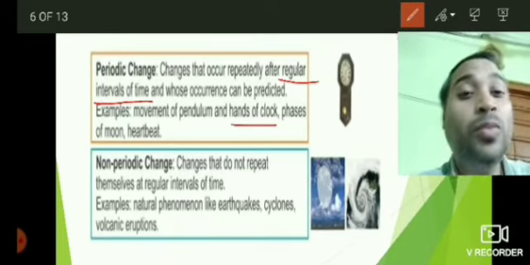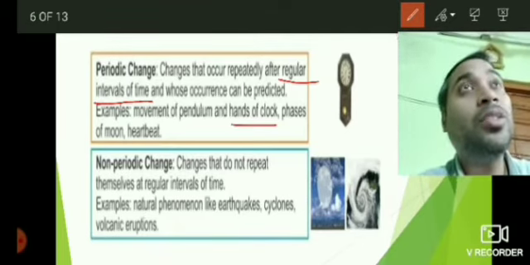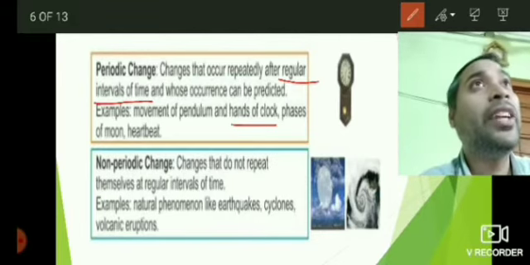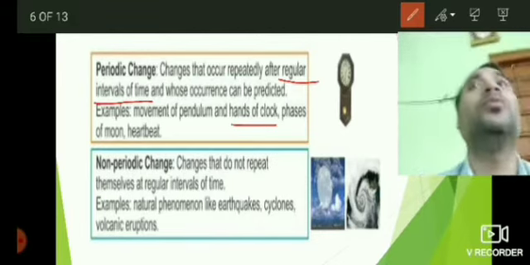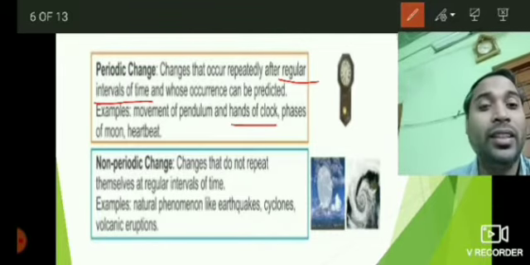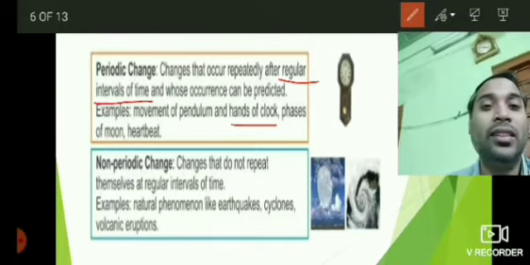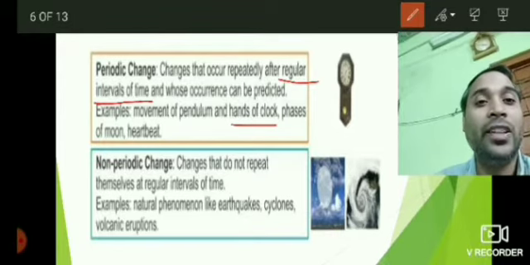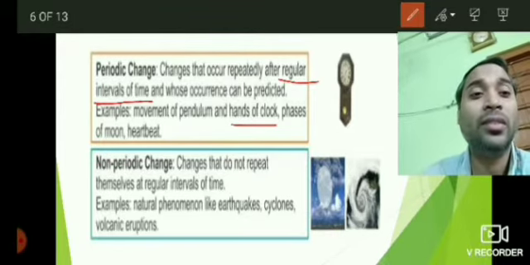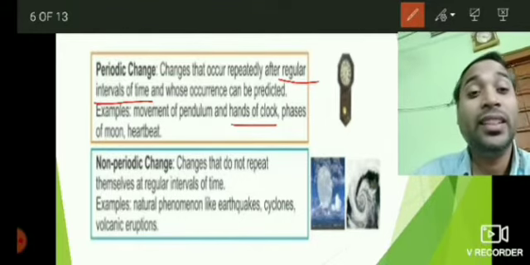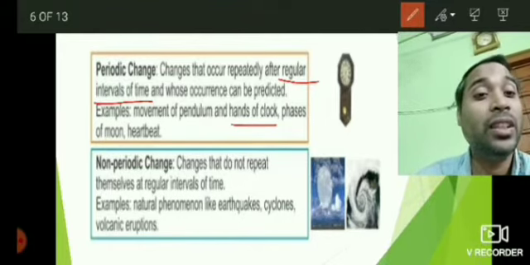Then phases of moon, they are also periodic because it happens in a fixed period of time. In a fixed period of time we get to see what? Full moon. Then again after a certain period of time the moon disappears and again it reappears after a fixed period of time. So they are called what? Periodic change. Then non-periodic changes that do not repeat themselves at regular interval of times.